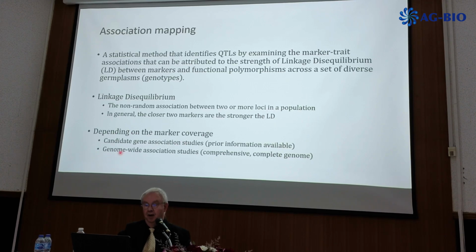And depending on the marker coverage, the candidate gene association study can use prior information. So if you already know somewhere where the gene is located, let's say you have already obtained information by QTL mapping, you can focus very much on the precise location of that marker in a genome-wide association study.